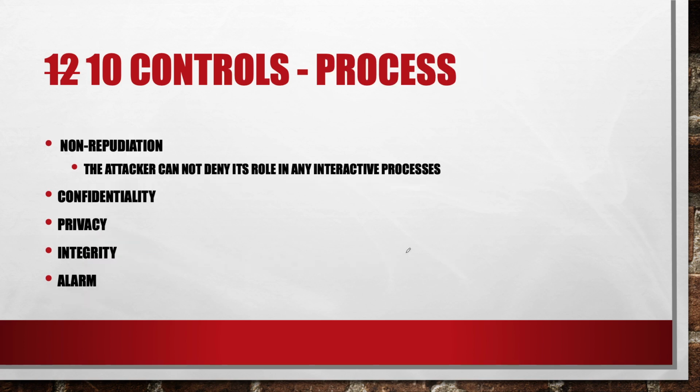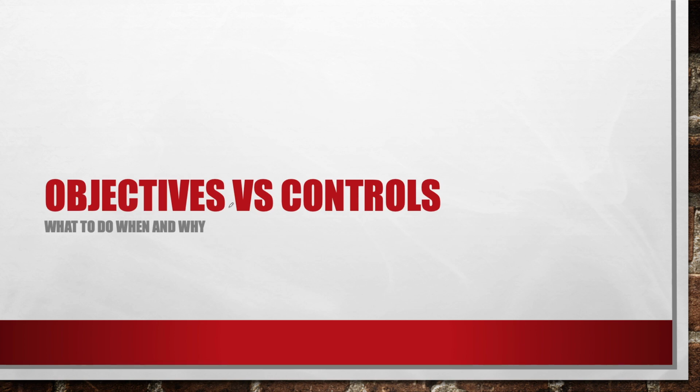We also have process controls. In this case, non-repudiation. So the attacker cannot deny its role in any interactive processes, meaning if I am a normal user, I cannot deny that I am a normal user in any way, shape, or form. Confidentiality, privacy, integrity, and alarm. So those are the controls, but we also have objectives.